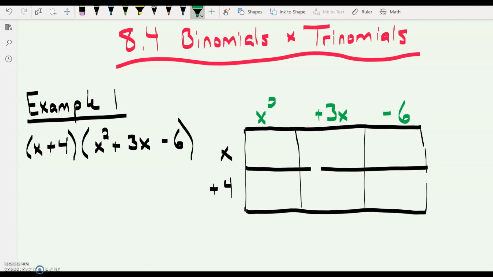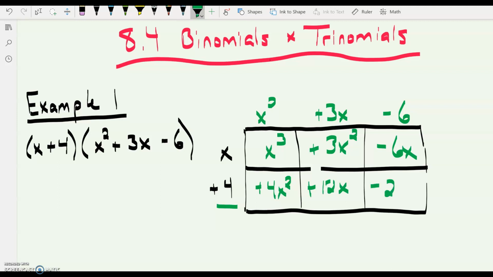So just like the area model with a binomial times a binomial, we take our x, we multiply it by x squared, and we are left with x cubed. X times 3x is going to be a positive 3x squared. And x times negative 6 is going to leave us with a negative 6x. Then we're going to hop down here to the 4. 4 times x squared is going to give me a positive 4x squared. 4 times 3x is going to give me a positive 12x. And 4 times negative 6 is going to give me a negative 24.